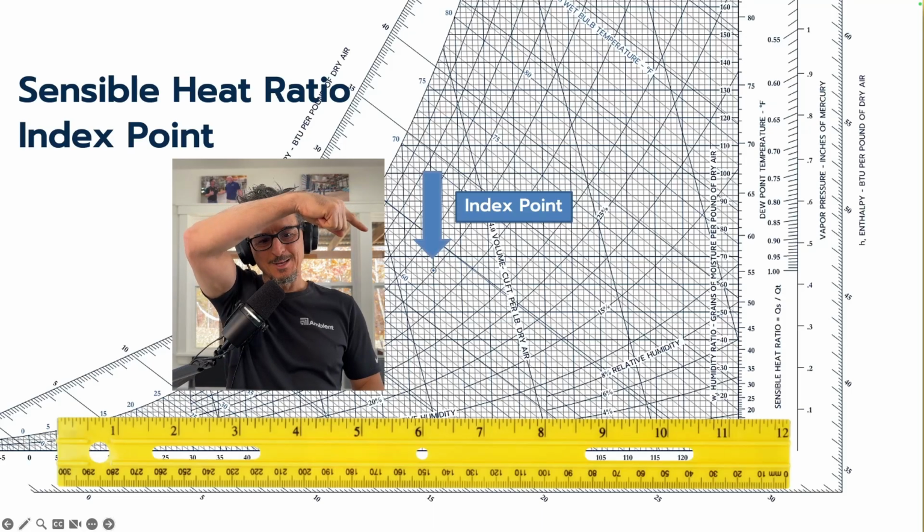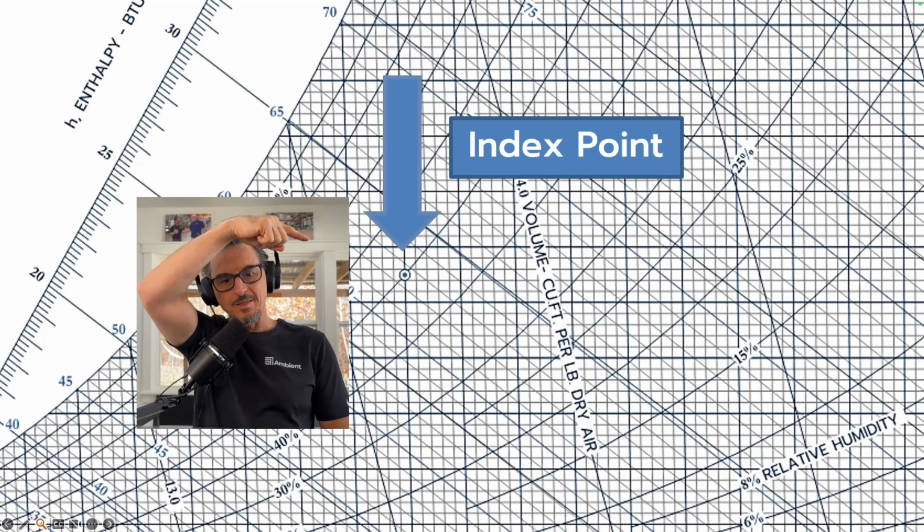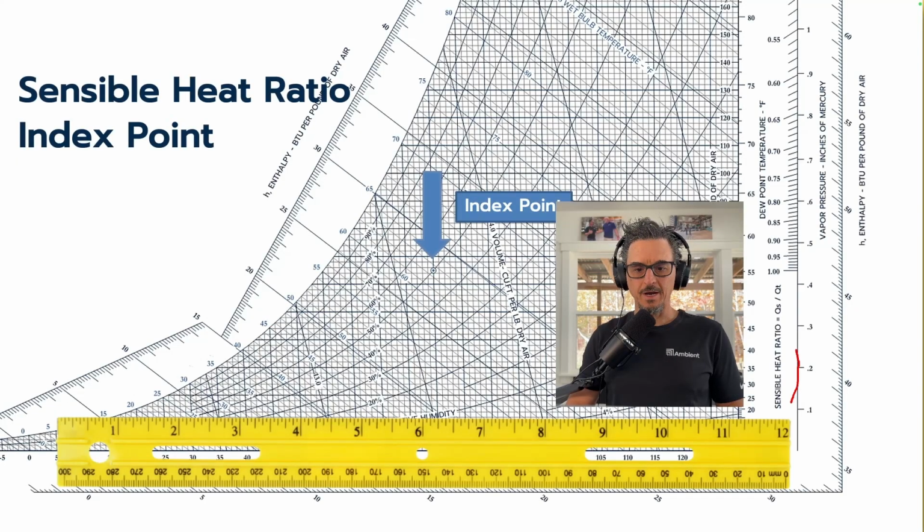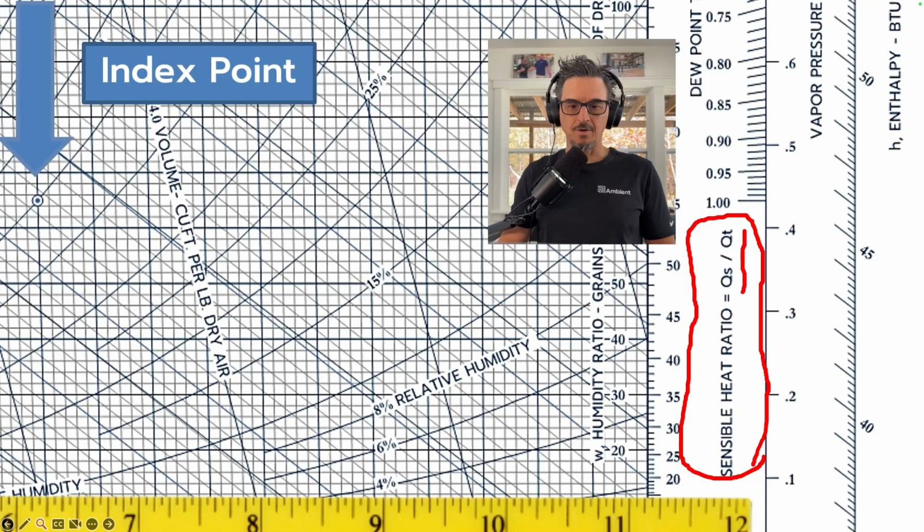And here is the index point on this particular chart. I blew up the graphic for you. Okay, now we've moved over to the right-hand side of the chart, and you can see right here the sensible heat ratio, which is QS over QT. So sensible heat ratio, QS, Q sensible, or your sensible heat load in BTUs per hour, over QT, Q total, which is your total heat load in BTUs per hour.